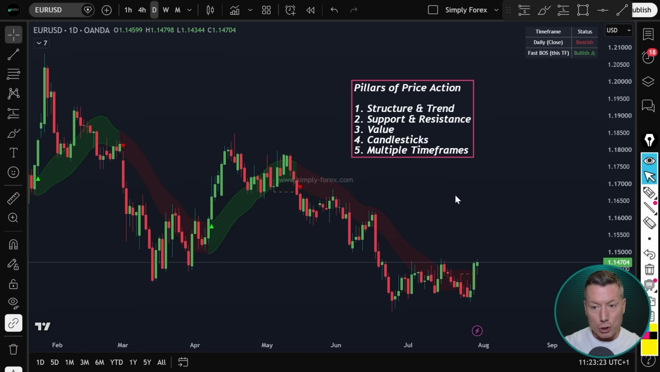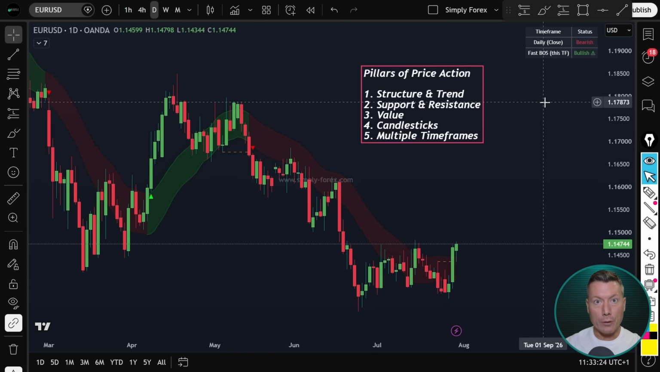So number one, structure and trend, it beautifully highlights that with clear colors, and it shows you the candle which is responsible for that structure break. This gives us a clear indication of if we want to buy or if we want to sell. If the smart river is green, we want to buy. If the smart river is red, we want to sell. We're now going to focus on 2 and 3, support and resistance and value.